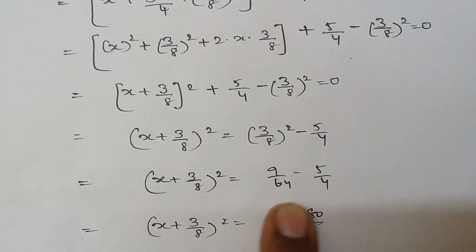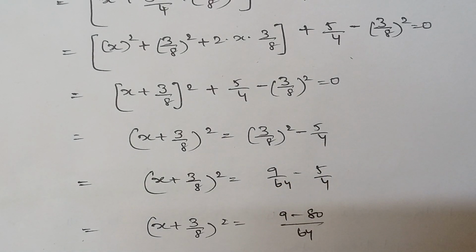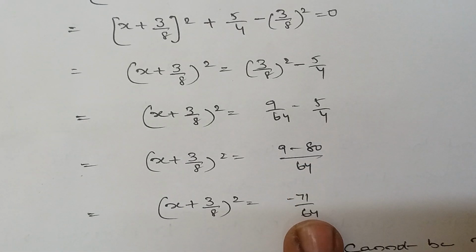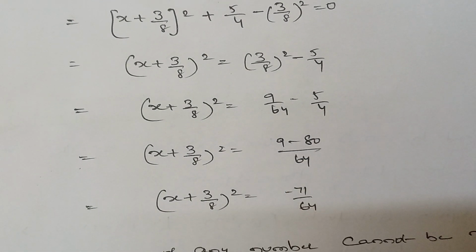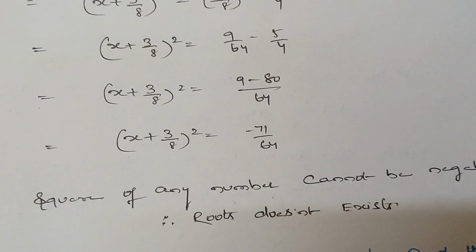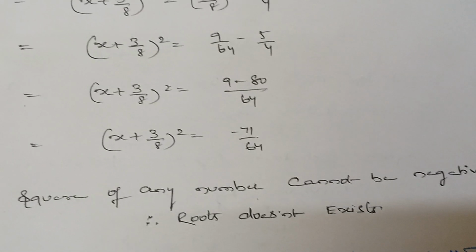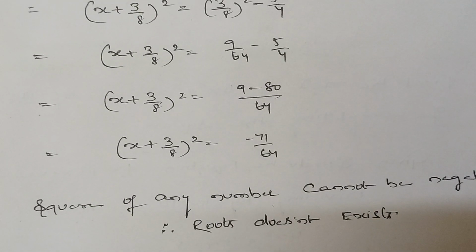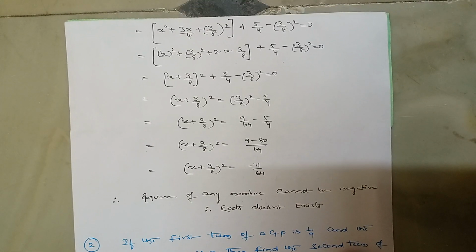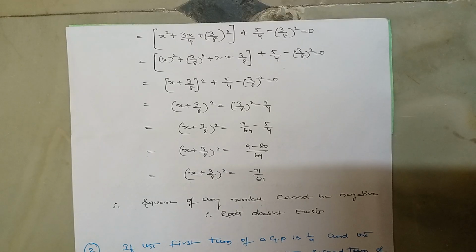Now it becomes 9 by 64 minus 5 by 4. After doing LCM, we get LCM of 64 and 4 is 64 students. So we get 9 minus 80, that equal minus 71 by 64. Therefore, the square of any number cannot be negative students. Therefore, roots does not exist for the given quadratic equation.